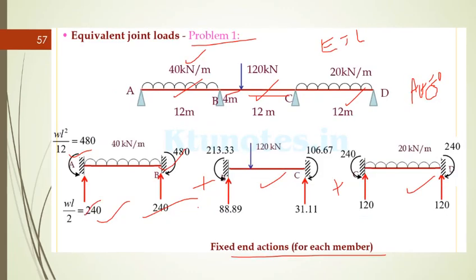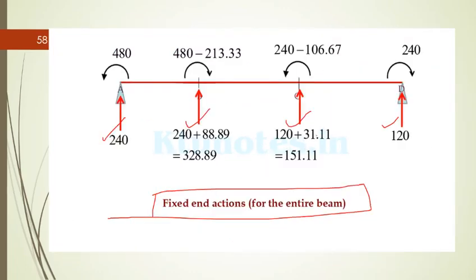So this 240 plus 88.89, 31 plus 120 separate. Then the moments are also added in a similar way, taking anti-clockwise as positive and clockwise as negative. So this will be the resultant moments. Then the next step, remember that the equivalent joint load will be the negative of this fixed end action. So all the reactions should be reversed.